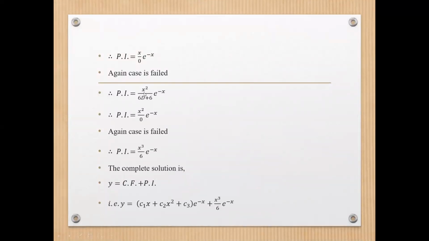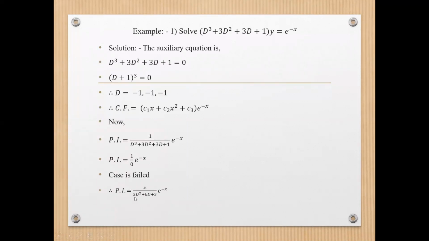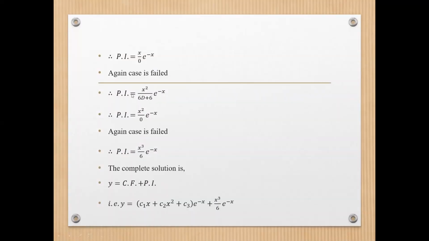Again, the case fails. Again we have to write PI as x square upon the derivative of this denominator: the derivative of 3d square is 6d, plus 6, into e raised to minus x. Again put d equal to minus 1: 6 into minus 1 plus 6 is again 0, so the denominator is 0 and the case fails. We have to go further. We get PI as x cube upon the derivative of the denominator with respect to d, and the derivative of the denominator is 6 into e raised to minus x.